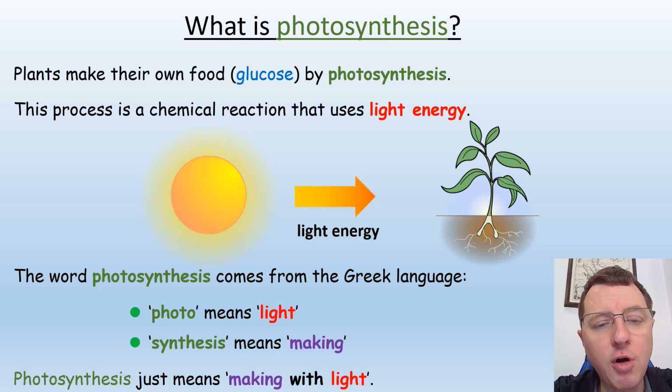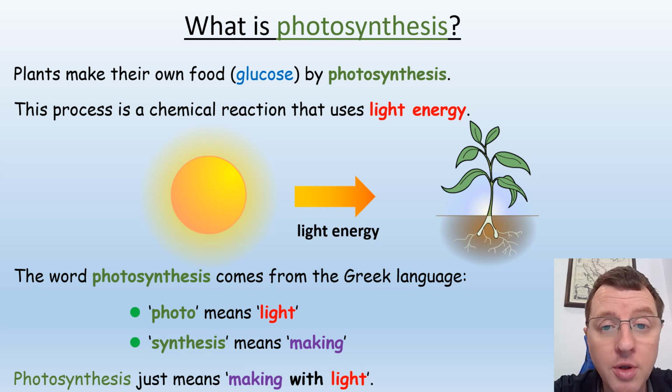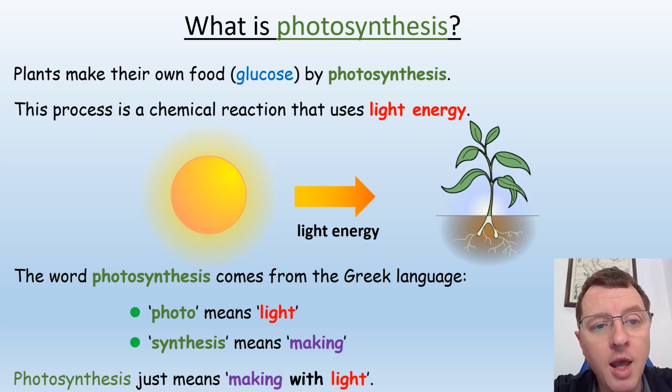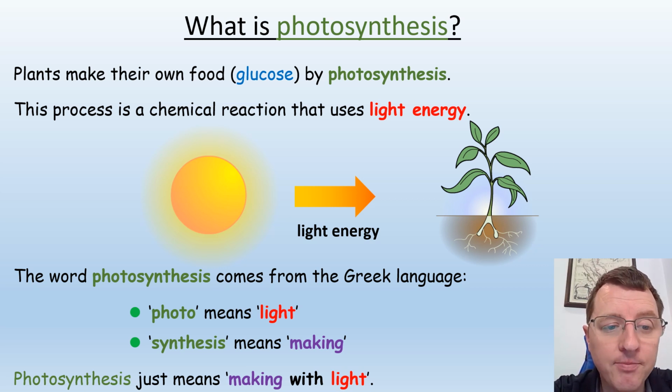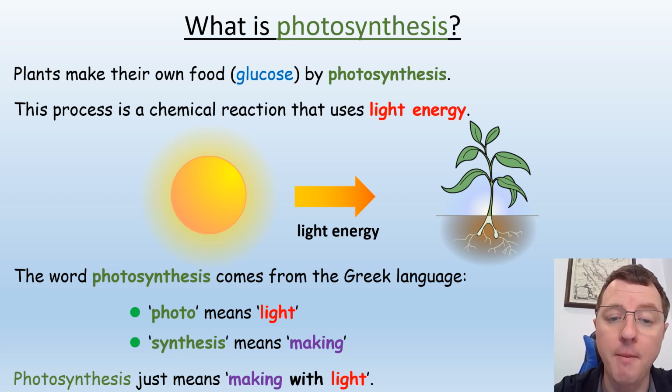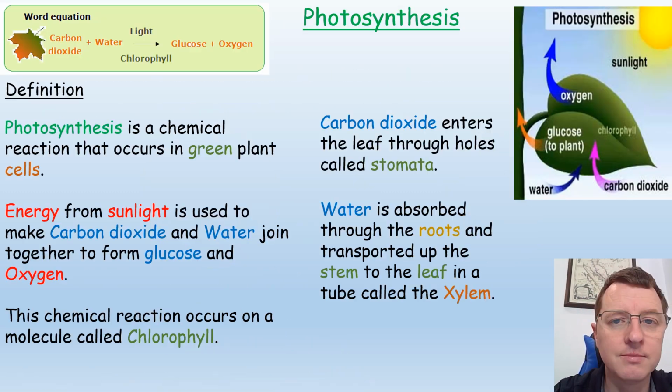So plants make their own food, although more technically they make the carbohydrate glucose by photosynthesis. And this process is a chemical reaction that uses light energy. The word photosynthesis actually comes from the Greek language, photo meaning light and synthesis meaning to make or join. So photosynthesis just means making with light.